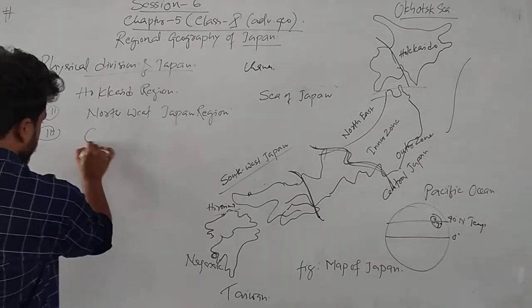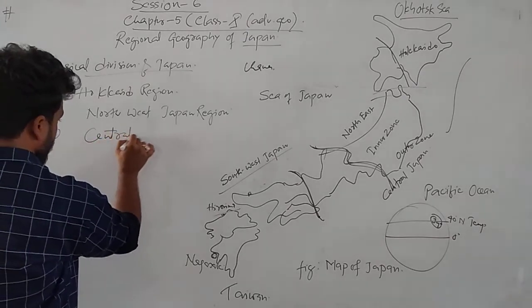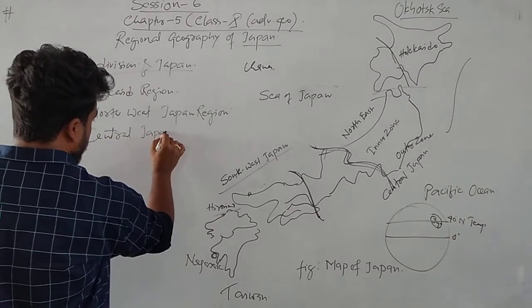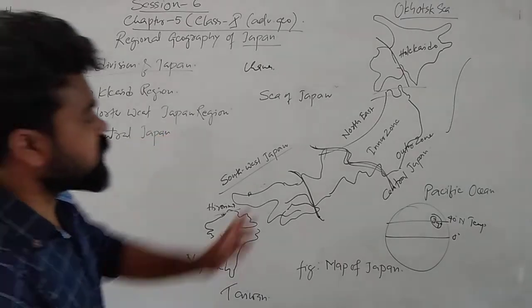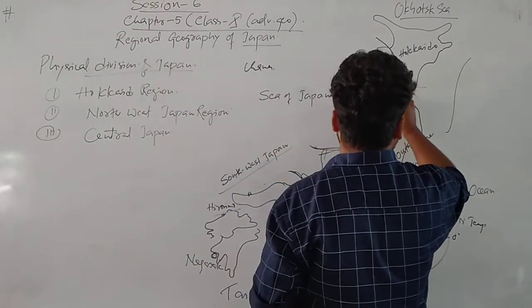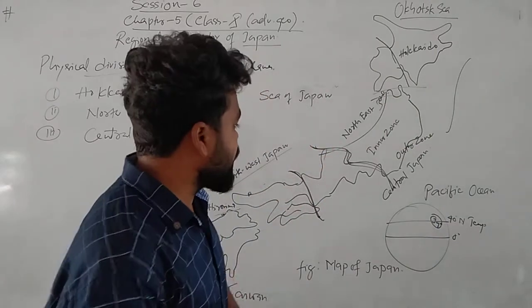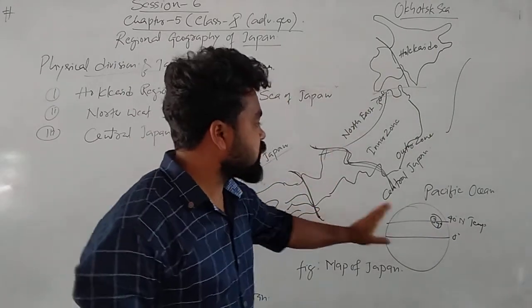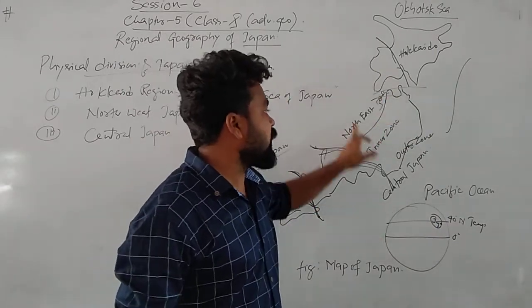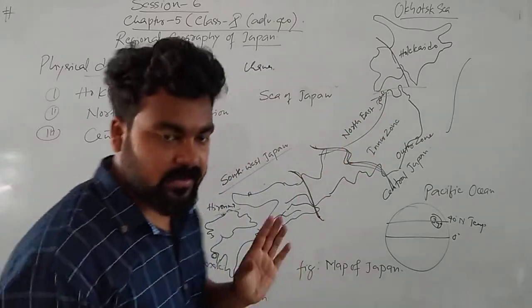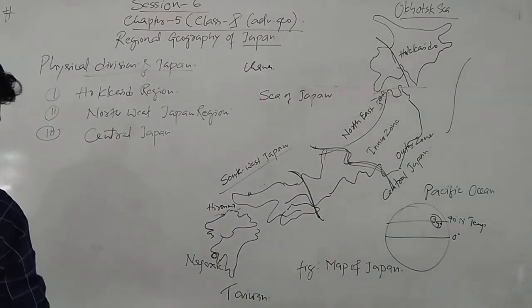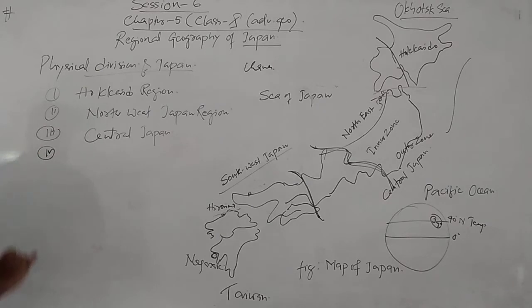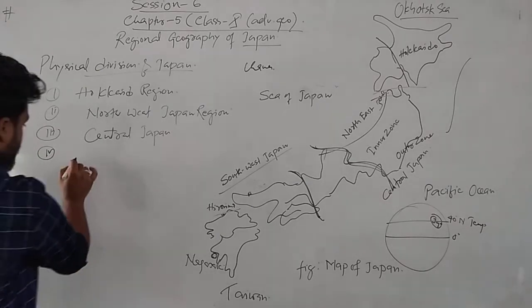Number 3, Central Japan. This is the Northeast zone. Don't confuse it with this. This portion is actually the Northwest Japan region. This is the Central region. This one is the Northwest Japan region, but this is the Northeast zone. This is not the region. Don't confuse. Number 4, Southwestern Japan.